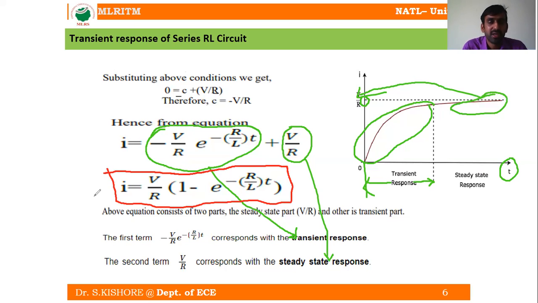Again, if you write the differential equation, obtaining the solution of the differential equation, everything is going to take much more time. So to avoid those kinds of things, it's better to remember this equation. That is nothing but I is equal to V by R into 1 minus e power minus R by L into T. So this is going to be our transient current expression for a series RL circuit with DC excitation, right?